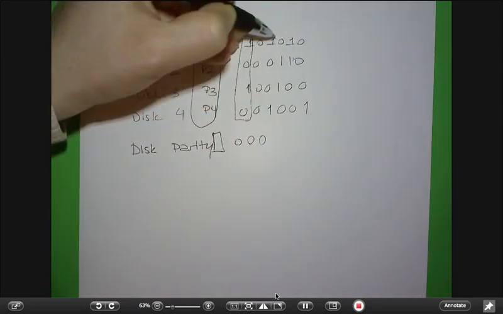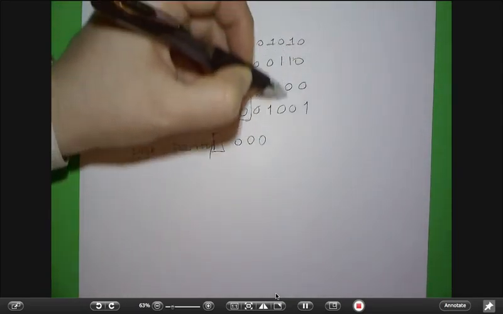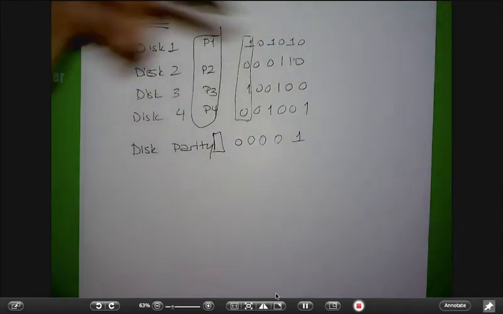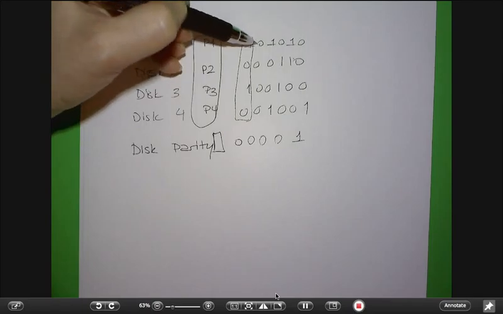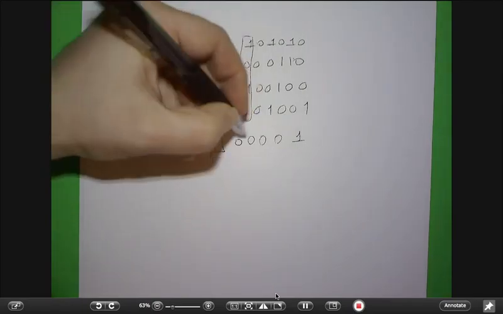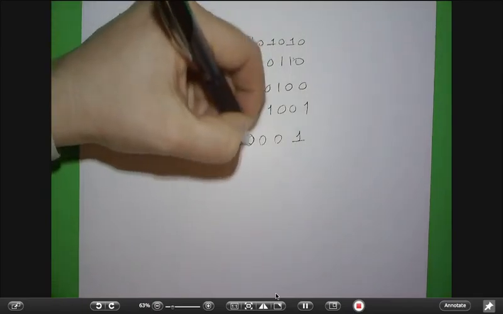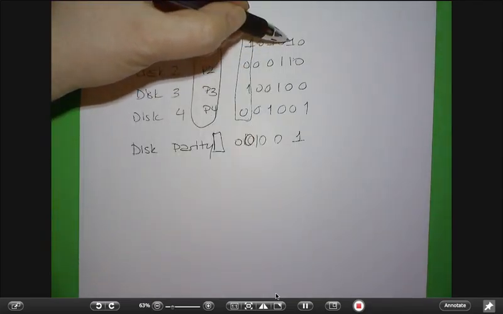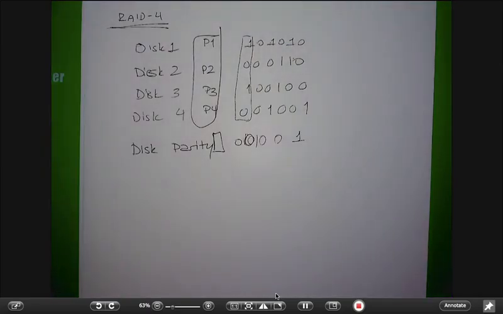So 0, 0, and 1. I'm missing 1. 0, 0. This is a 1. So I have 0, 0, 1, 1. This is 0, this is 0, this is 1. Okay? So what I'm doing is I'm storing basically 5 disks.